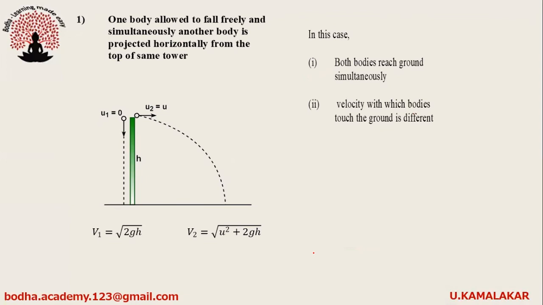Consider two bodies. Among them, one body is allowed to fall freely and simultaneously other body is projected horizontally from the top of same tower. Then in such case, both bodies reach the ground simultaneously, but velocity with which both bodies touch the ground is different. The velocity with which a freely falling body touches the ground is given as v1 = under root 2gh. The velocity with which the second body touches the ground is given as v2 = under root u square plus 2gh.